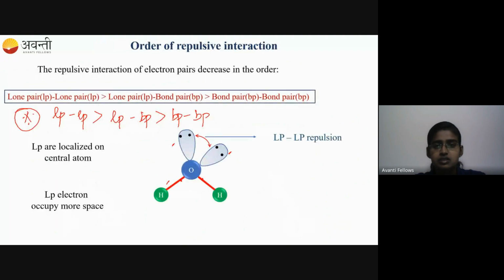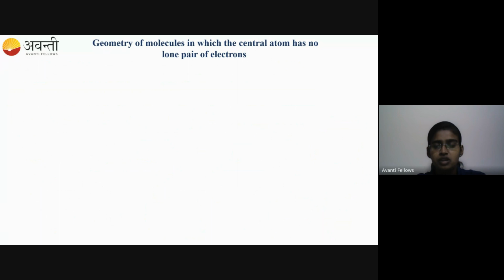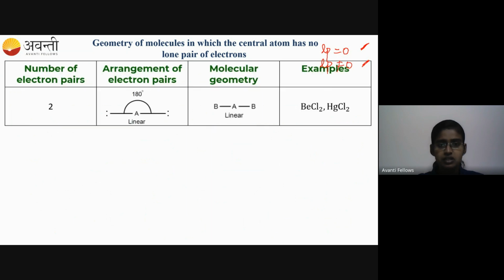Fine. So now we'll go for the tabular column, which is very important for you. We are going to see the geometry of molecules in which the central atom has no lone pair of electrons. We have 2 cases of molecules. Case number 1 is molecules in which the lone pairs are equal to 0. The second case is lone pair not equal to 0. First let's discuss the first type and then the second type. Now we are going to discuss the molecules in which there is no lone pair present on the central atom. So let's start with this.